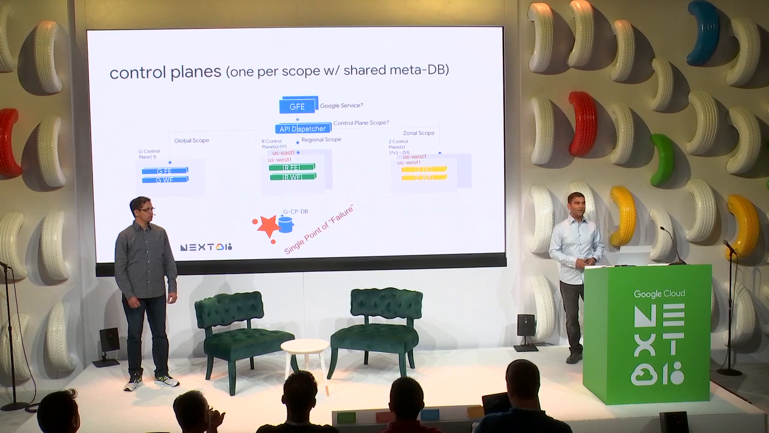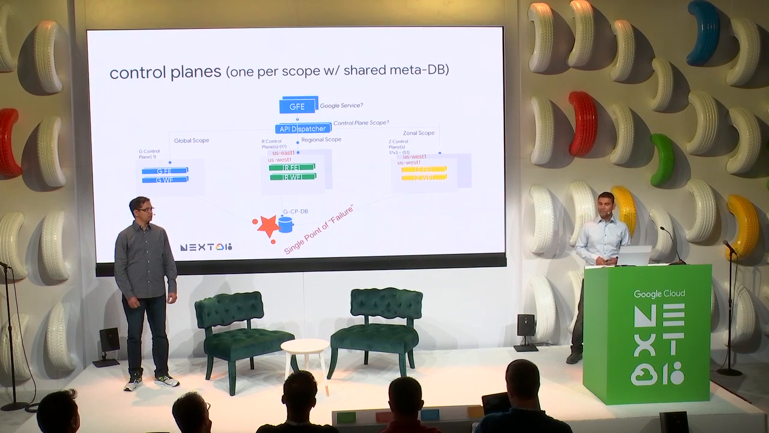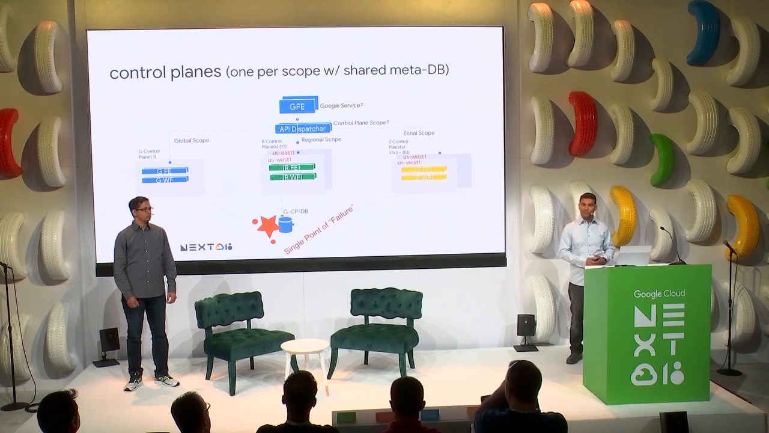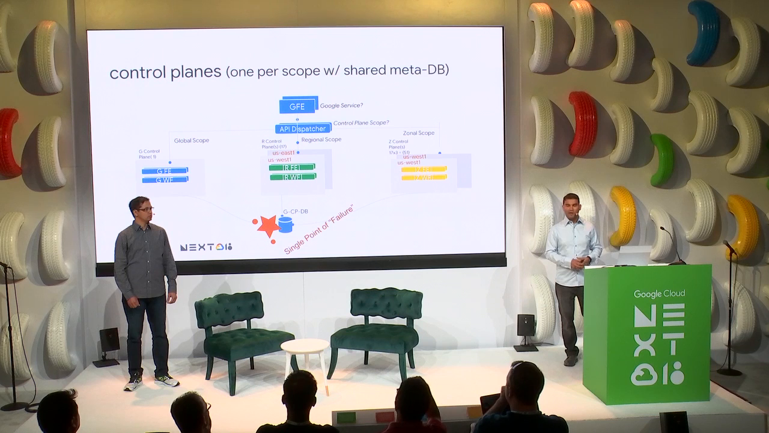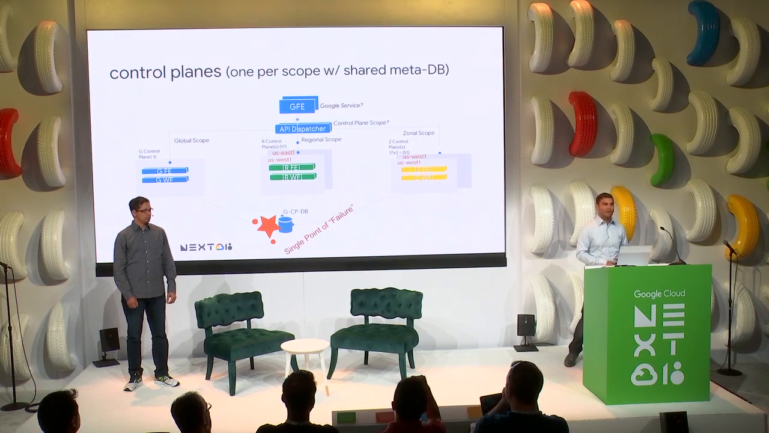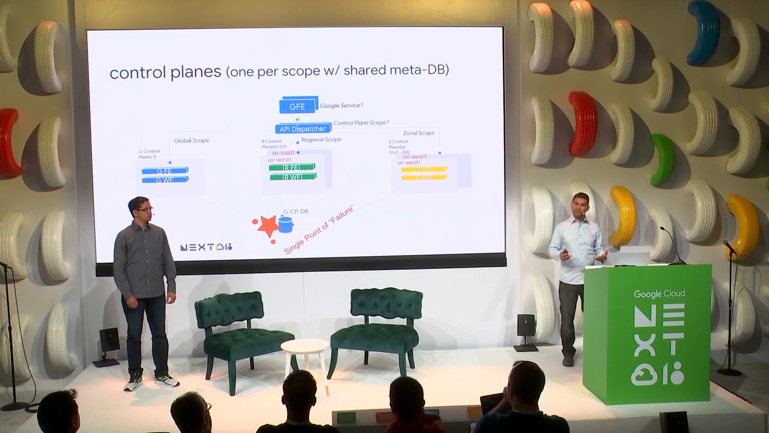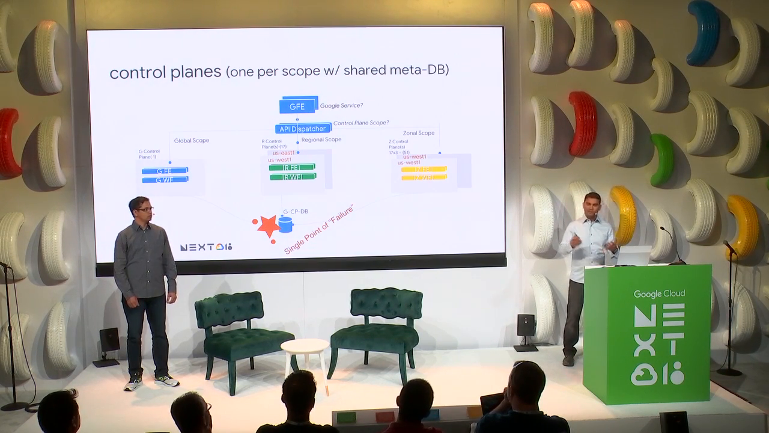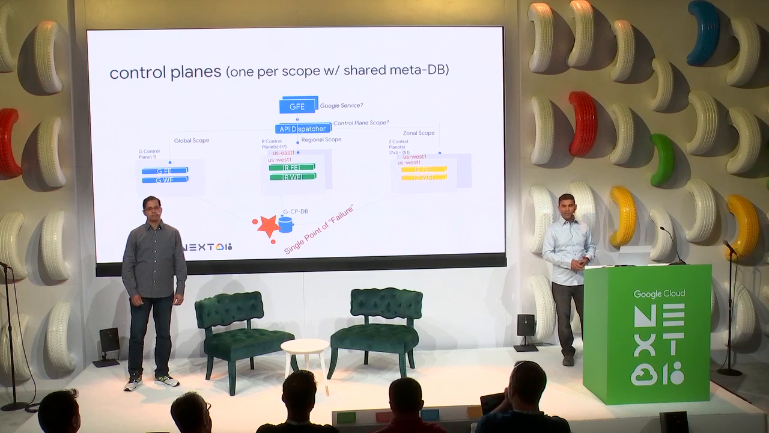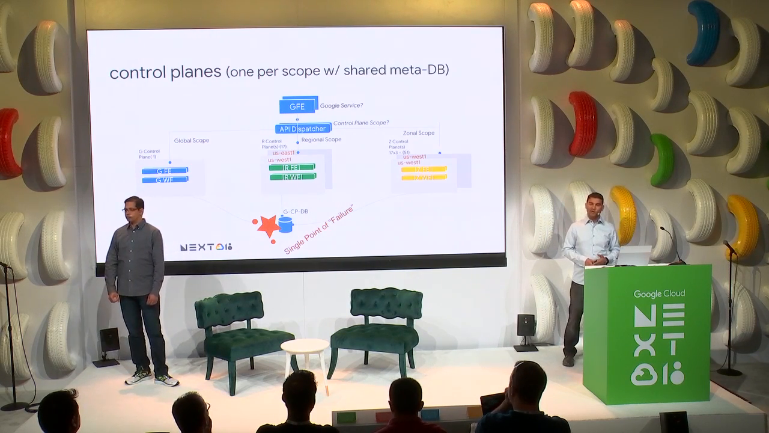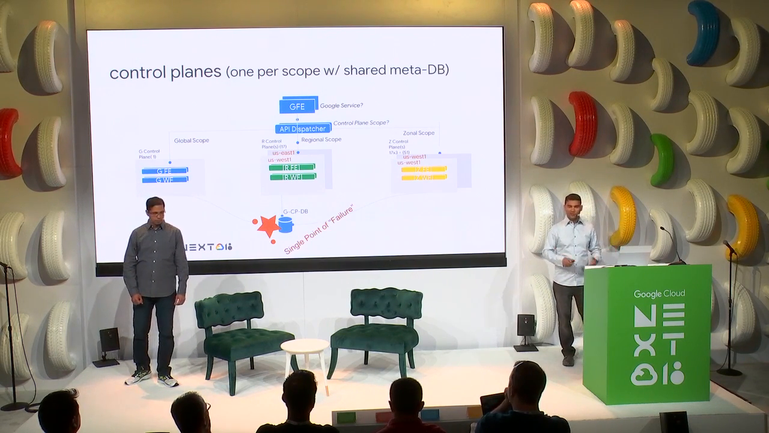It's important to also call out that there is only one singleton global scope, and we serve 17 regions, so there are 17 regional scopes. And likewise, and I'm making a very gross generalization, there are 3 zones per region. So about 51 independent control planes serving resources within their scope.